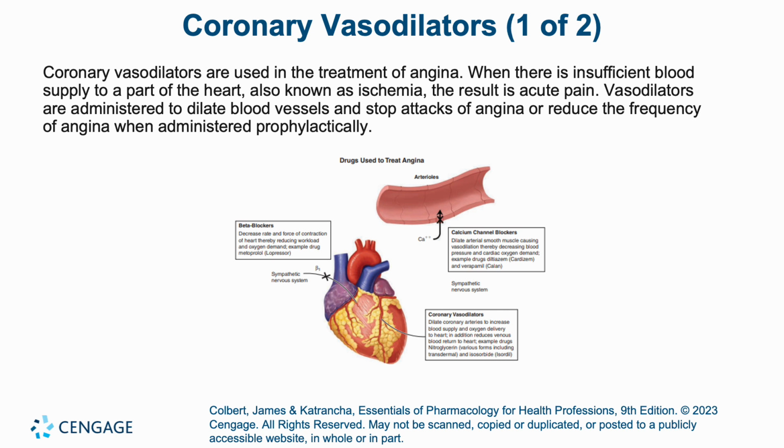So beta blockers can be used to treat angina. They decrease the rate and force of contraction of the heart, thereby reducing workload and oxygen demand. Your calcium channel blockers dilate arterial smooth muscle, causing vasodilation and decreasing blood pressure and cardiac oxygen demand. Your coronary vasodilators themselves dilate the coronary arteries to increase blood supply and oxygen delivery to the heart. In addition, they reduce venous blood return to the heart. Example is nitroglycerin, which is the drug that we give when somebody is experiencing acute chest pain as well, because it will help to temporarily open up the blood vessels that feed the heart itself.